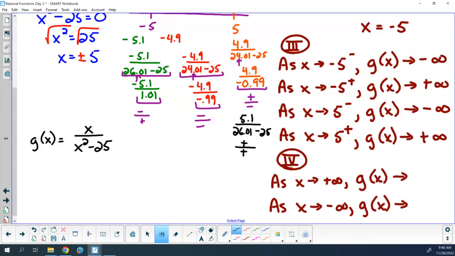So if I put in a really, really, really, really big number, 1 million. So then that's going to be a positive big number, positive 1 million on the top. 1 million squared is going to be 1 with ginormous, 12 zeros after it, minus 25. That's going to be a positive number, but it's going to be a huge number. So that's going to go to 0 from above because both are positive.